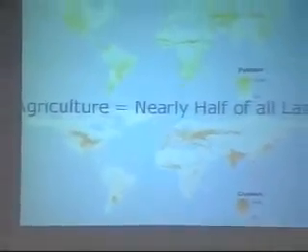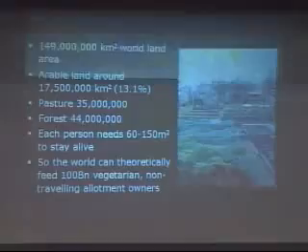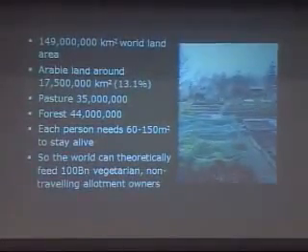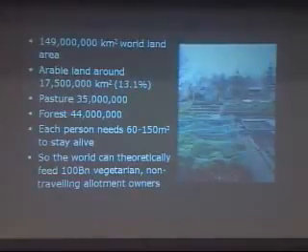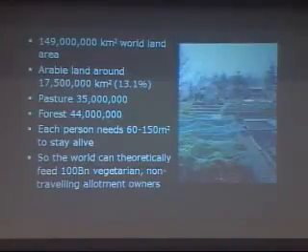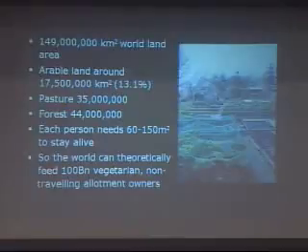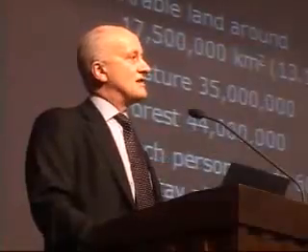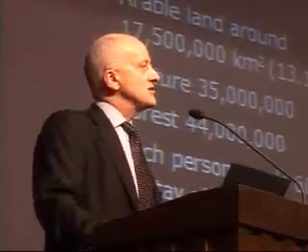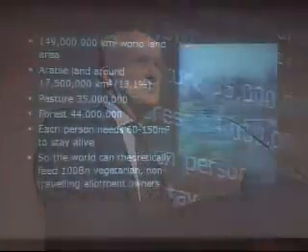If we look at the amount of land available to us, agriculture occupies about half the available land. And the key figures are that the world has 149 million square metres of land, and of that, about 17.5 million square metres, 13%, is suitable for arable land, land for growing crops. Now, if we assume each person needs 60 to 150 square metres of land to stay alive, that's to capture the energy, what we can see is that the world, in energy terms, can theoretically support 100 billion people.